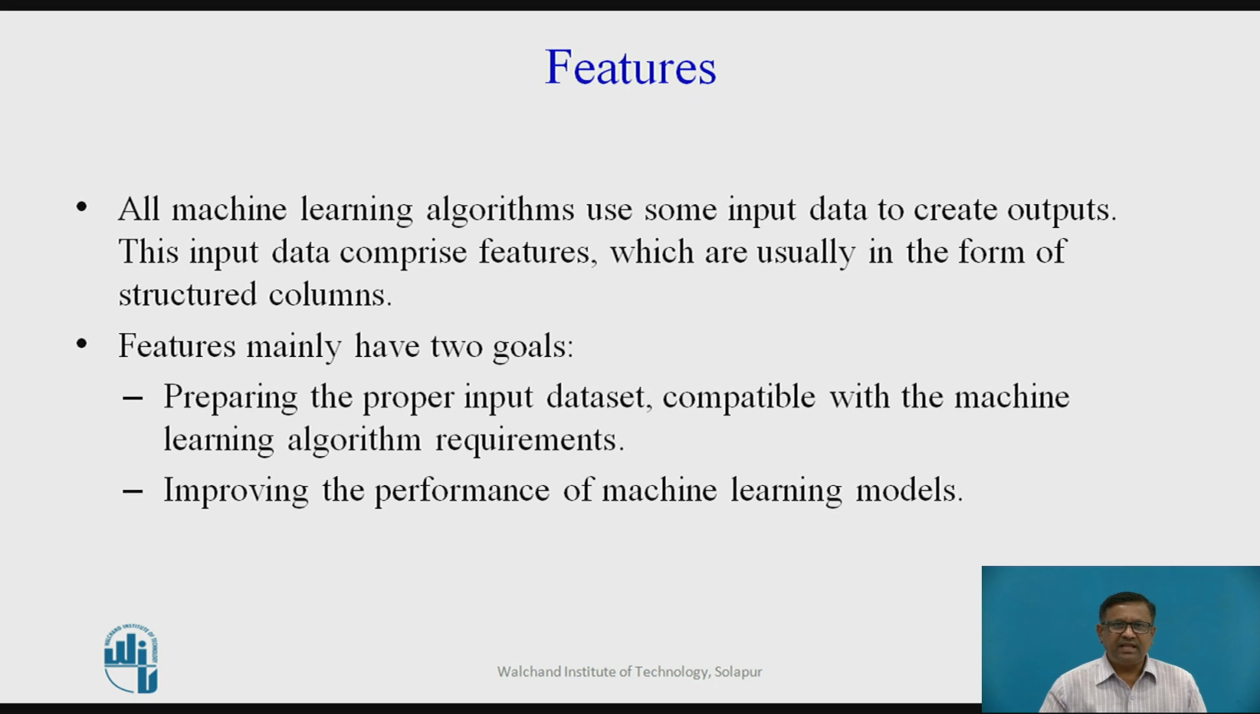So, features mainly have two goals. One is preparing the proper input data set compatible with the machine learning algorithm requirements. And the second one is improving the performance of machine learning models. So, performance of a machine learning model depends upon the feature selection, feature construction, and feature manipulation.